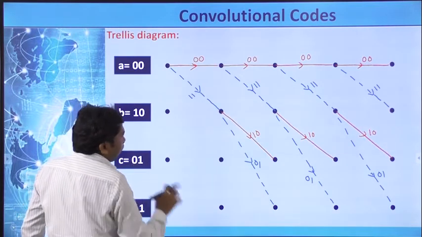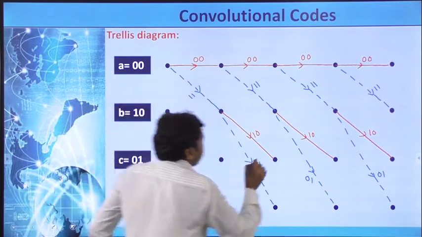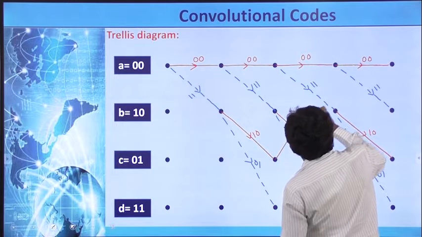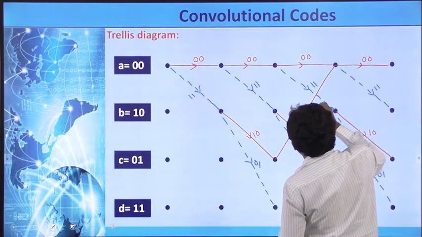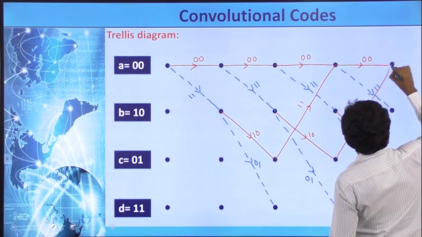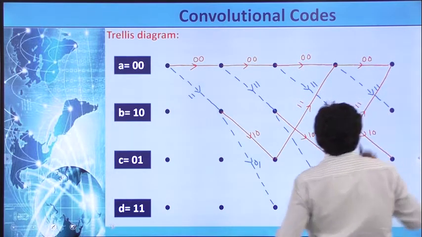Present state is 0 1. This is the present state. When the input is 0, it moves into 0 0 state with the output bits 1 1.